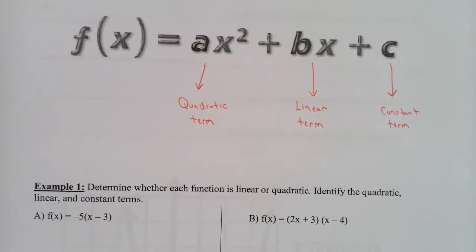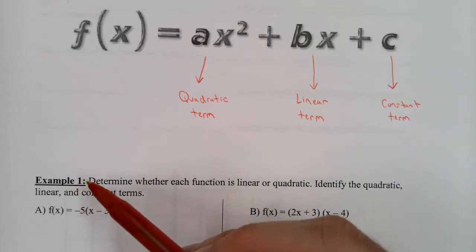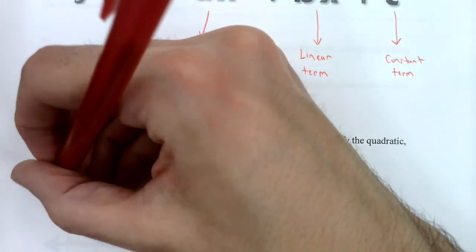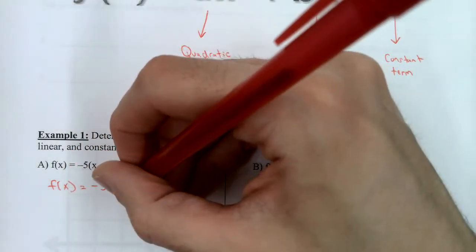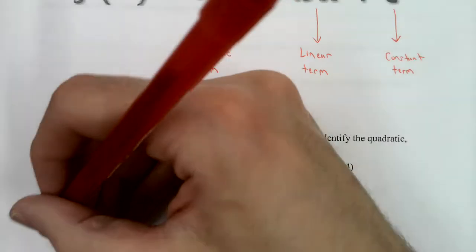Okay, so example 1, determine whether each function is linear or quadratic, and identify the quadratic, linear, and constant terms. So for example 1a, let's distribute the -5, and we'll get f of x equals -5 times x will be -5x plus 15 when you do -5 times -3. So since there's no quadratic term, since there's nothing squared, then it's not quadratic, and this is linear. So this is a linear function.